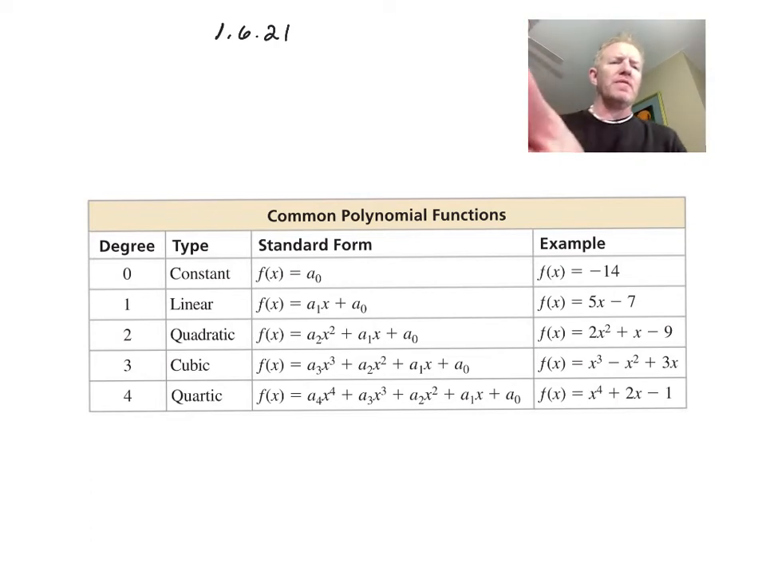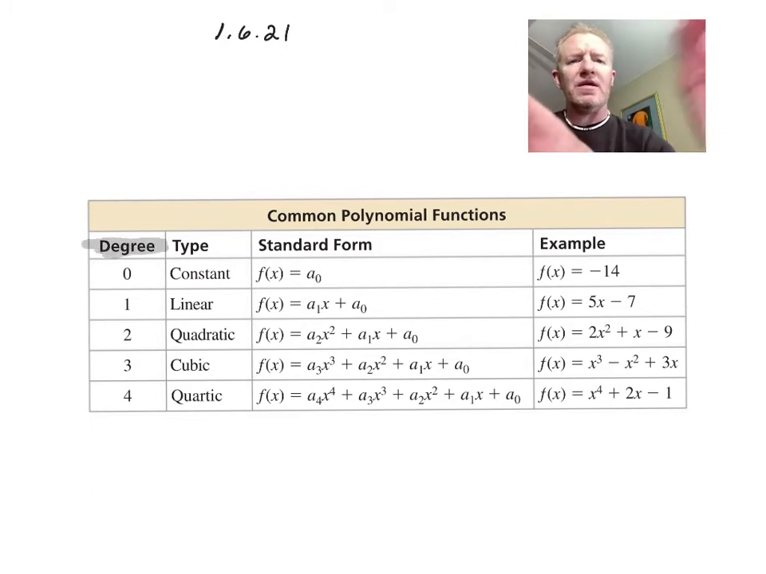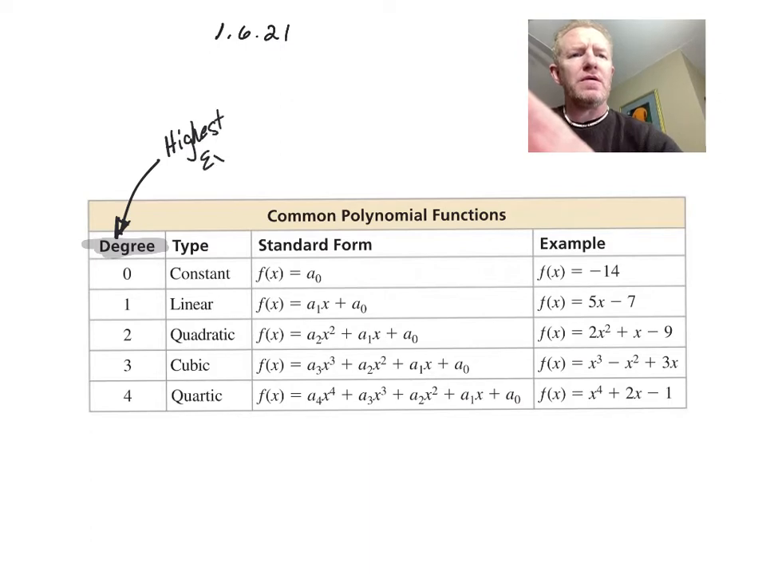The first thing you need to know in this section is the names of the different types of polynomial functions and how we define what a degree is. So let's first define degree. Degree is the highest exponent in the polynomial. Okay, based on that degree, you can give its type.